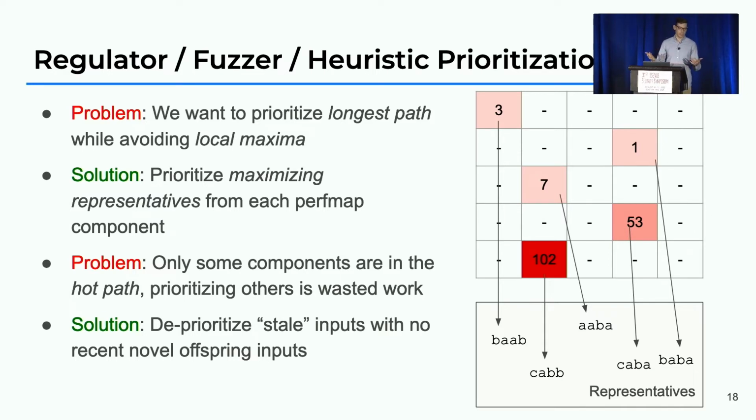However, there's a problem with this. Of course, the entry point component is extremely boring. Every single string will execute it, probably exactly once, so they're all maximizing, and then you'll waste time. So we also have a deprioritization method, where if an input is found to be stale, that is, if it's not producing novel mutated offspring, then we will deprioritize it and look elsewhere.